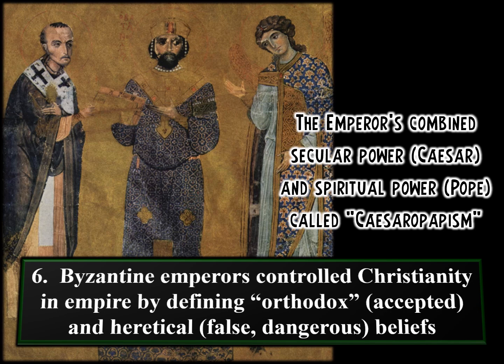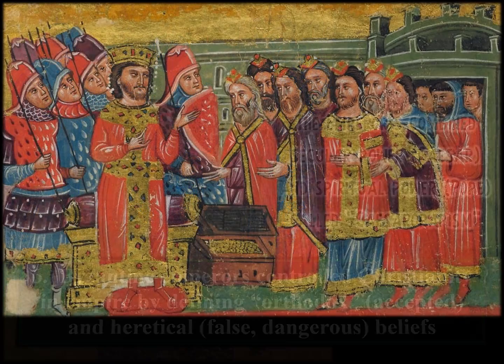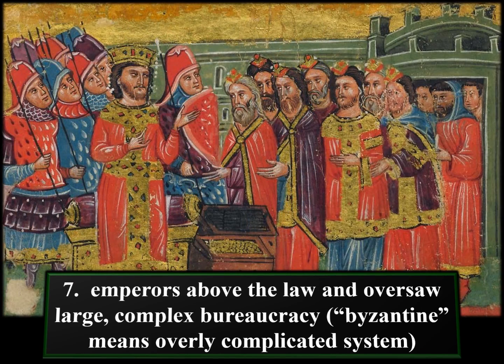The Byzantine emperors controlled Christianity in the empire by defining orthodox, or what was known as accepted, Christianity and heretical ideas, or false and dangerous beliefs. Emperors were also known to be above the law, and they oversaw large, complex bureaucracies. The word Byzantine means overly complicated system today because the bureaucracies were so extravagant.